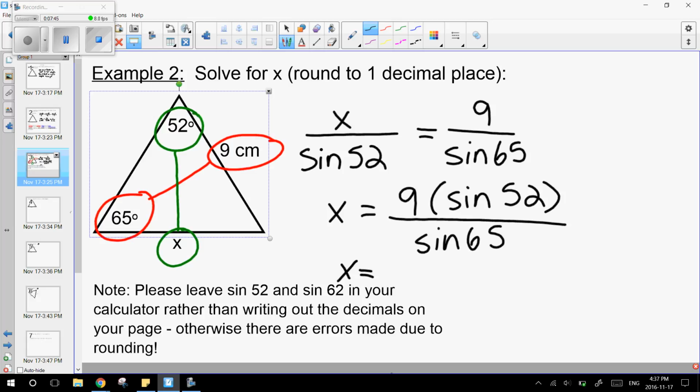So please pull out your calculators, type this in, please make sure you're getting the right answer. Sine 52, multiply it by 9, then divide it by the sine 65. Your final answer that you should get is 7.8, and because our side was measured in centimeters, that means we're going to put centimeters on our answer. If you still need a chance to keep writing this down, again, please pause the video.